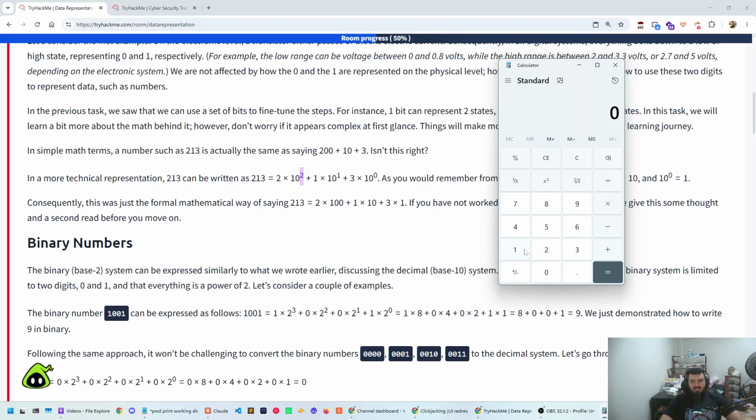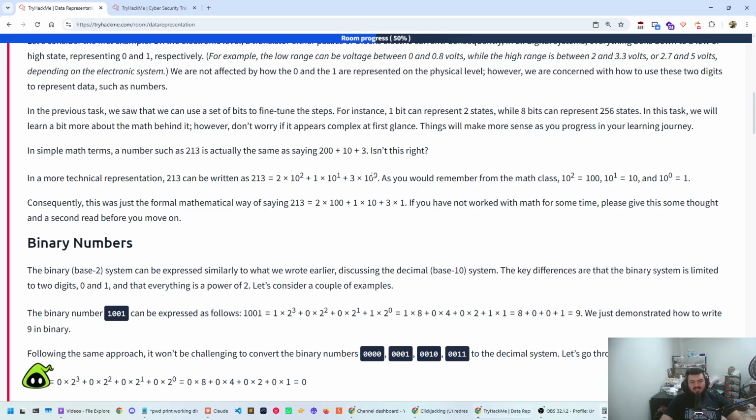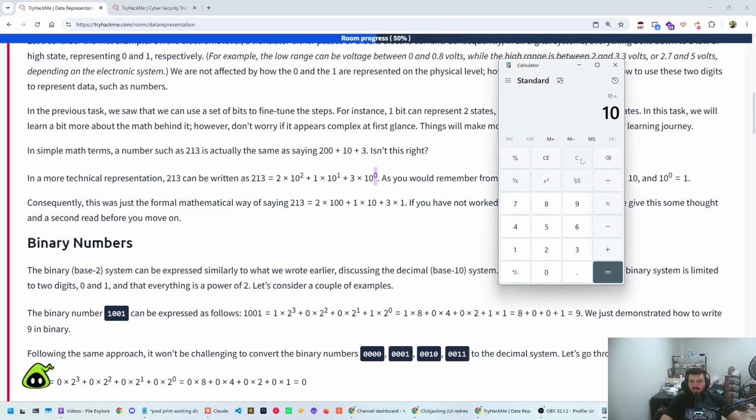Now I want you to imagine 10 to the power of 3. So that's 10 multiplied by 10 multiplied by 10, which is 1000. So 10 to the power of 3 means 1000. Next, 10 to the power of 1: anything to the power of 1 is just itself. So 10 to the power of 1 is 10, because to the power of 1 means this number is just sitting alone, not doing anything. And then anything to the power of 0 is 1.